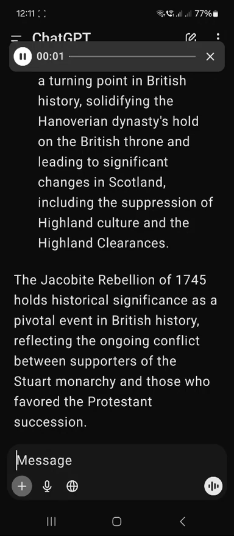Second Jacobite Revolt. The Jacobite Rebellion of 1745, also known as the '45 Rebellion, was a significant attempt to restore the exiled Stuart dynasty to the British throne. Background. The Jacobites aimed to restore the Catholic Stuart monarchy, challenging the Protestant Hanoverian dynasty that was ruling Britain.